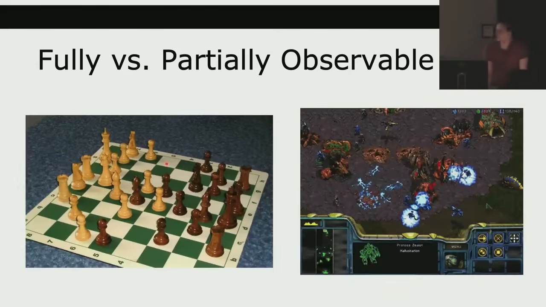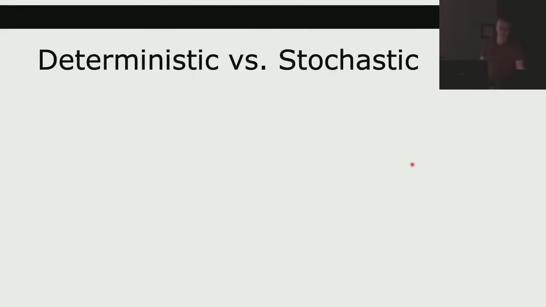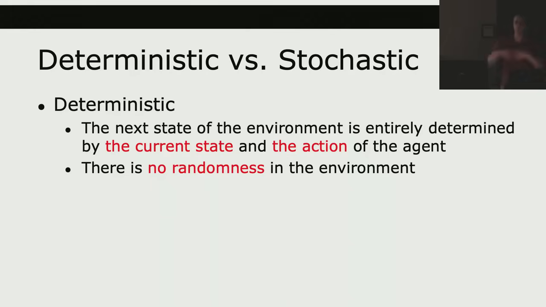Here's an example. Chess is perfect information. I can see everything. A game like StarCraft, there are certain parts of the map that I cannot see, so it is imperfect information. Next is deterministic versus stochastic environments. Deterministic essentially means that there is no randomness. So if I'm given a state, and I'm given an action to perform at that state, I will always go to this next state. So there's no randomness. The next state is entirely determined by the current state and the action.